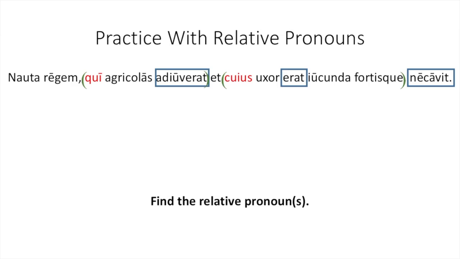Just like with most of our sentences, the verb comes at the end of a relative clause, like qui agricolas adiuverat. So that ends that clause. With our other relative clause, it's just when the sense of that clause ends. Cuius uxor erat doesn't fully complete the meaning, but cuius uxor erat iucunda fortisque does. Now that we understand where our clauses are and how many of them there are, our next task is to find the relative pronouns' antecedents. So pause the video and find them.